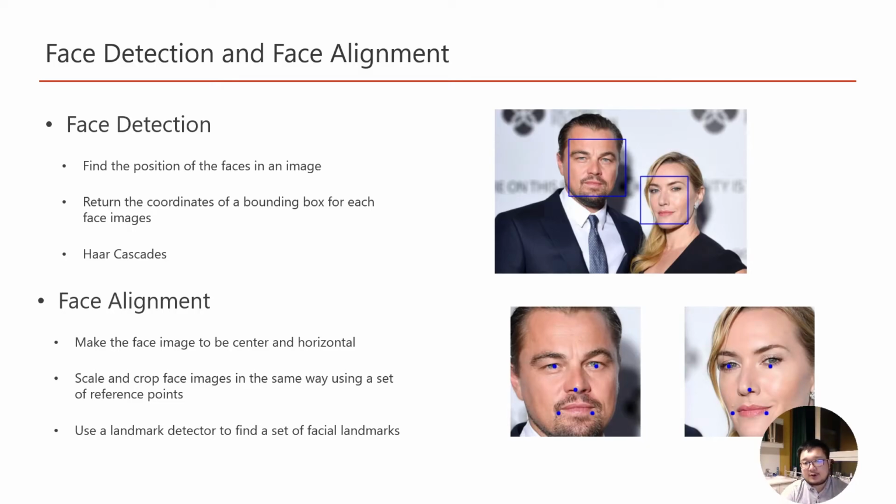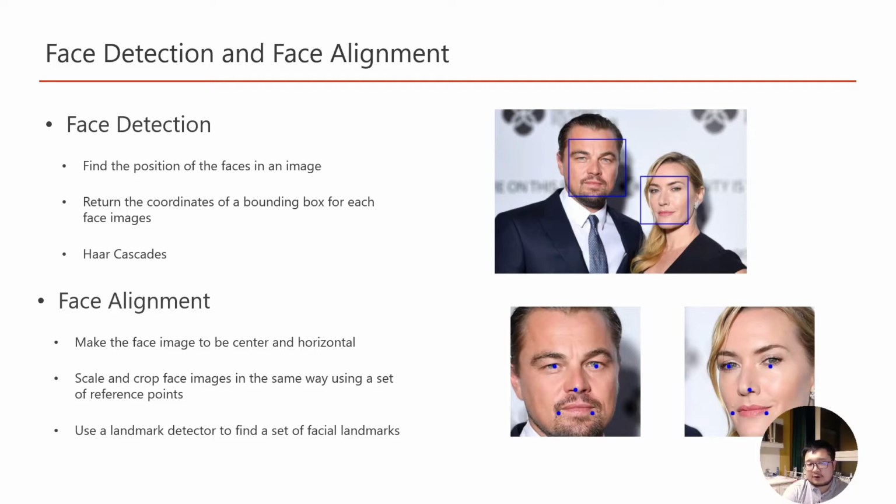One of the popular algorithms is the Haar cascade, which we can easily implement with OpenCV and Python in a few lines of code. And the face alignment is to make the face image centered and horizontal so that we can learn the features better.